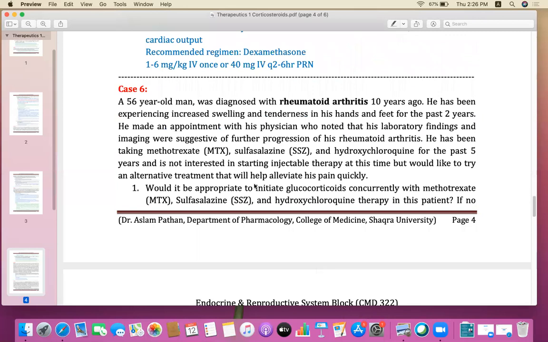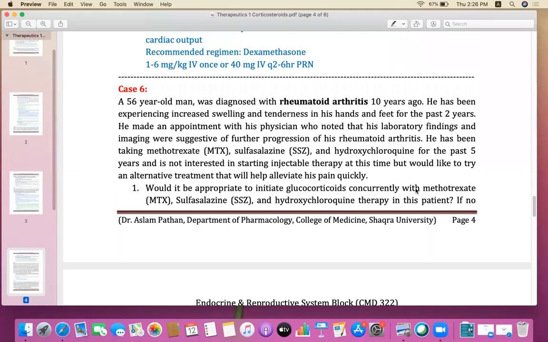Case 6, the case of rheumatoid arthritis. Now, I will read the case. A 56-year-old man was diagnosed with rheumatoid arthritis 10 years ago. He has been experiencing increased swelling and tenderness in his hands and feet for the past 2 years. He made an appointment with his physician, who noted that his laboratory findings and imaging were suggestive of further progression of his rheumatoid arthritis.